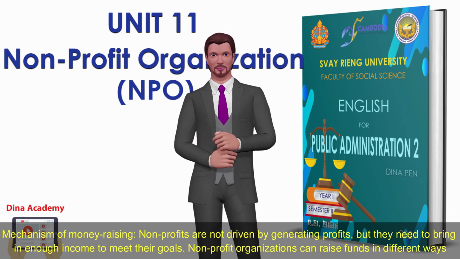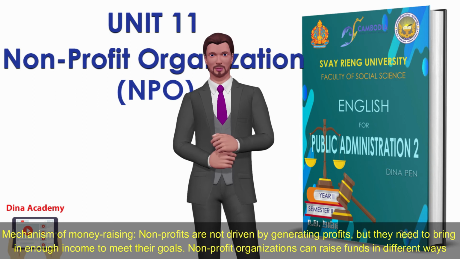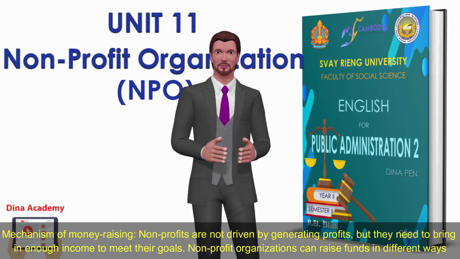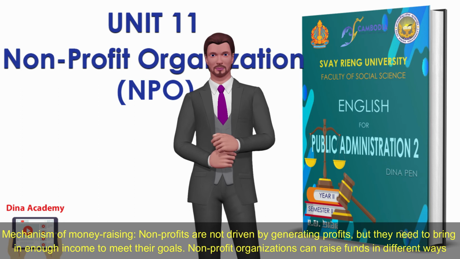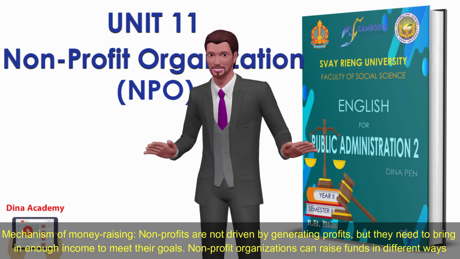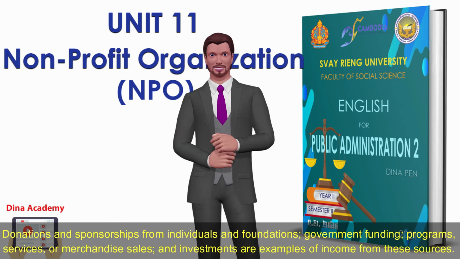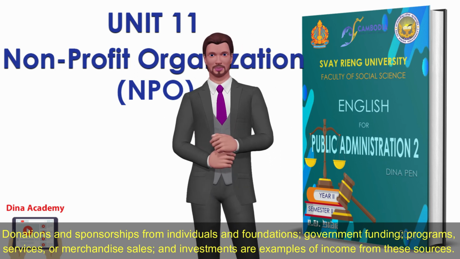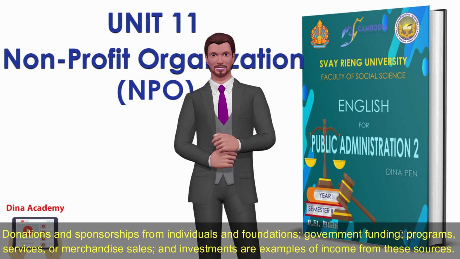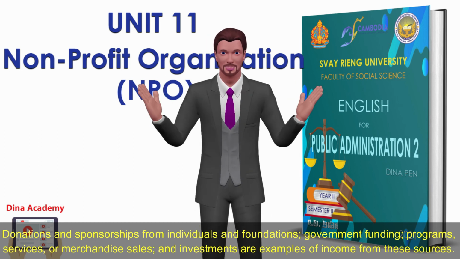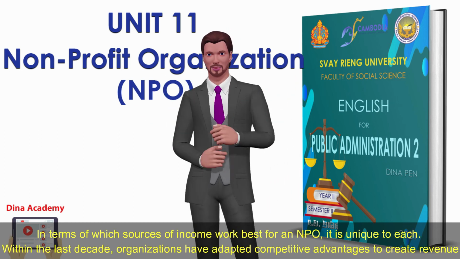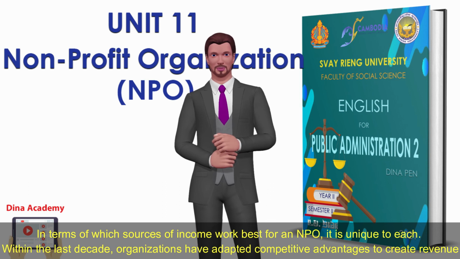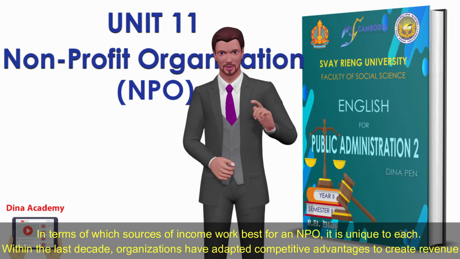Mechanism of money raising. Non-profits are not driven by generating profits, but they need to bring in enough income to meet their goals. Non-profit organizations can raise funds in different ways. Donations and sponsorships from individuals and foundations, government funding, programs, services, or merchandise sales, and investments are examples of income from these sources. In terms of which sources of income work best for an NPO, it is unique to each.